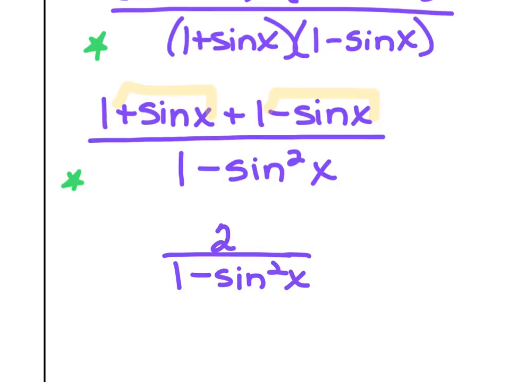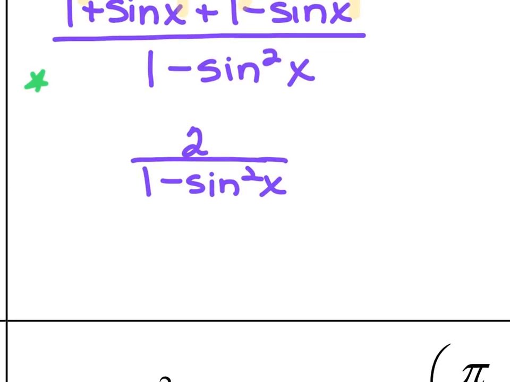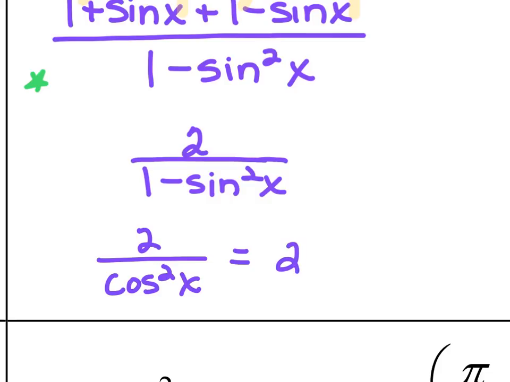And then 1 minus sine squared of x is cosine squared of x. And remember that you don't want a denominator in a simplified expression. And so this is going to be 2 times secant squared of x.